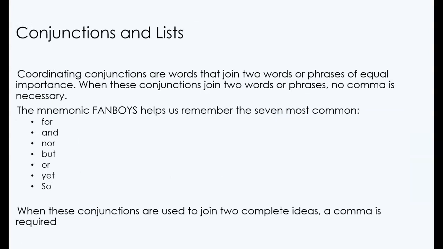Conjunctions and lists. Coordinating conjunctions are words that join two words or phrases of equal importance. Remember, equal importance. When these conjunctions join two words or phrases, no comma is necessary. So you remember the mnemonic FANBOYS, F-A-N-B-O-Y-S. You remember that word to remember the seven most common conjunctions: for, and, nor, but, or, yet, so. When these conjunctions are used to join two complete ideas, a comma is required.